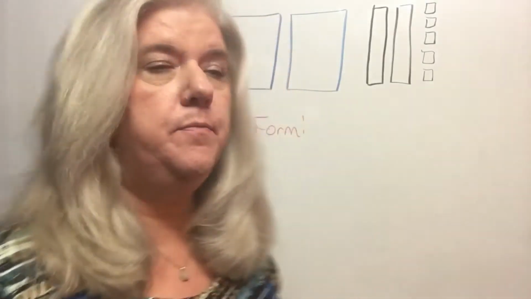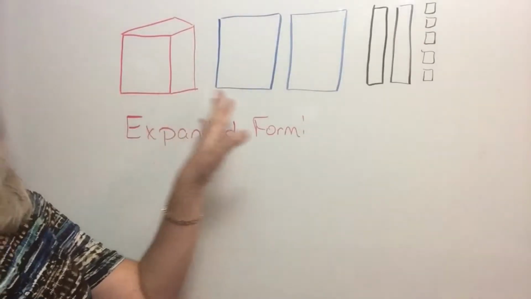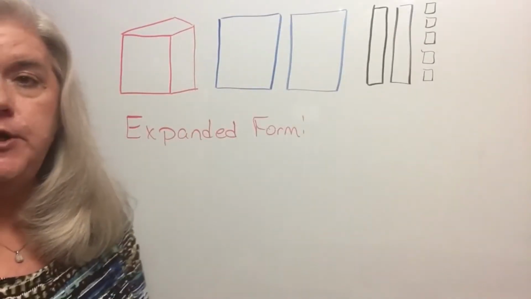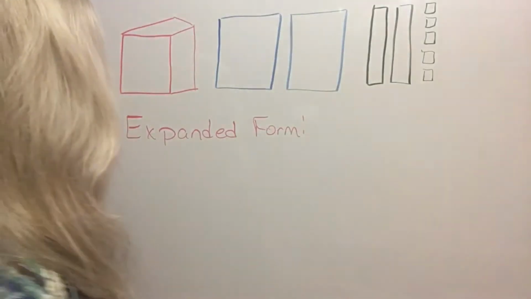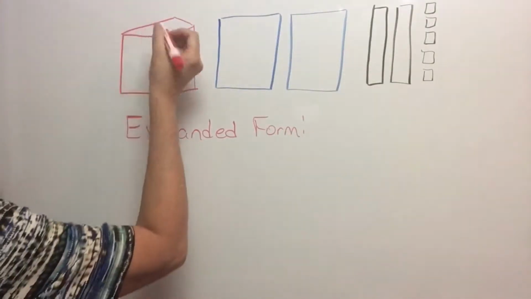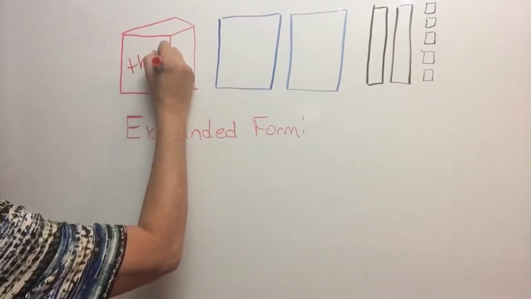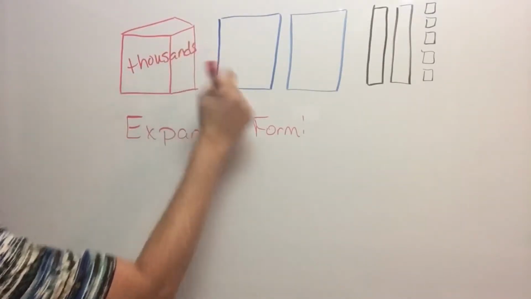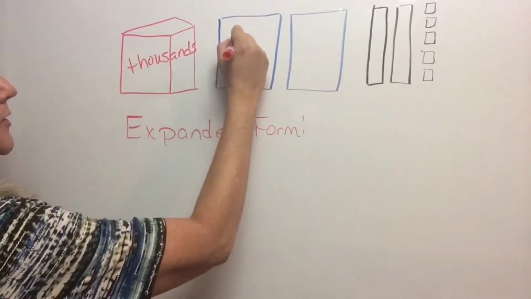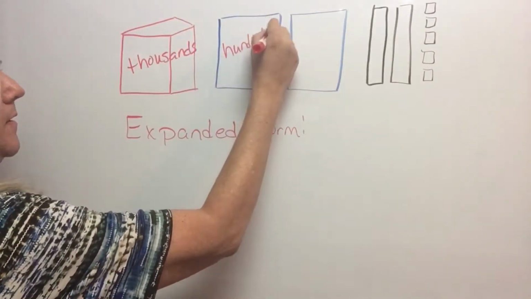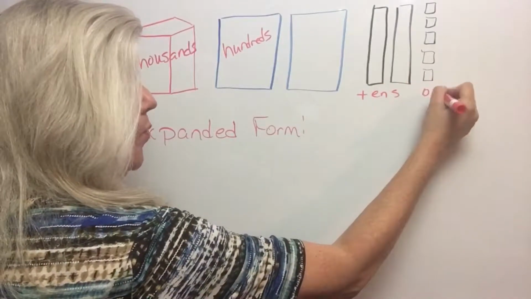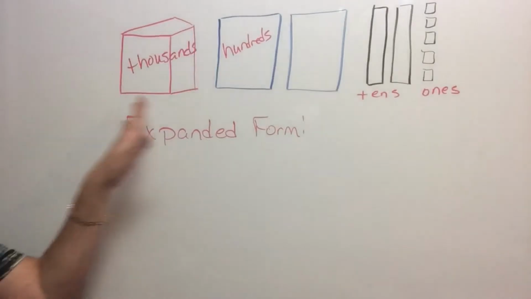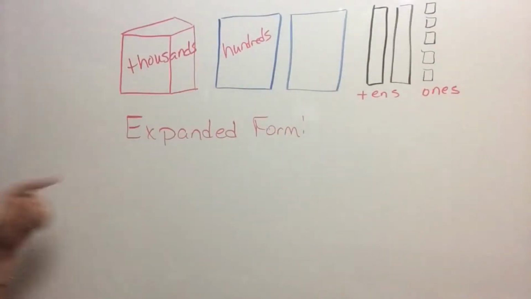Now you will see on the board that I have drawn some pictures. You will need to turn in your math workbook to page 7 and follow along. The red cube is going to be our thousands. The blue is going to be our hundreds. The small sticks are our tens, and then we have our ones. Now we're going to look at this picture and we're going to write this number in expanded form.